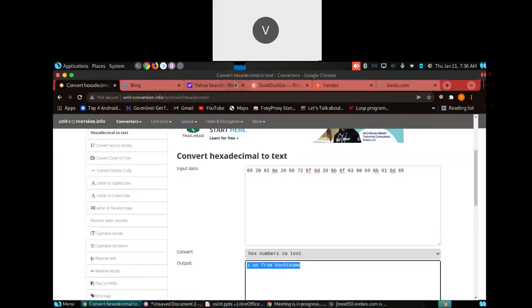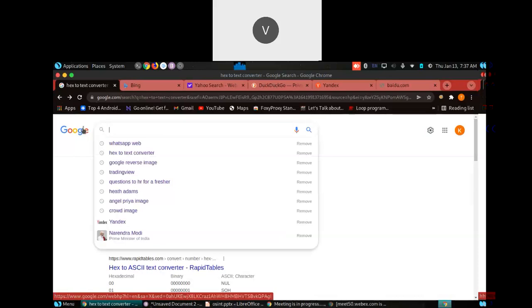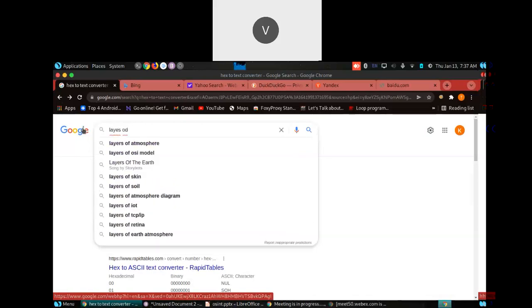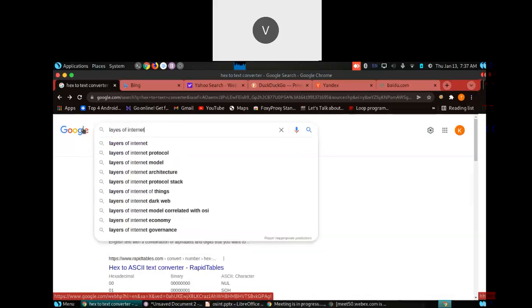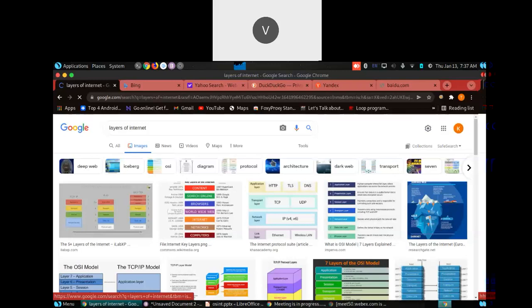As many of you have seen, there is that image of a glacier where the top view is the surface web, and the part under the water is the deep web and the dark web. So let's find that image, the most common image of the layers of the internet. Yeah, we have the image. This is the image.